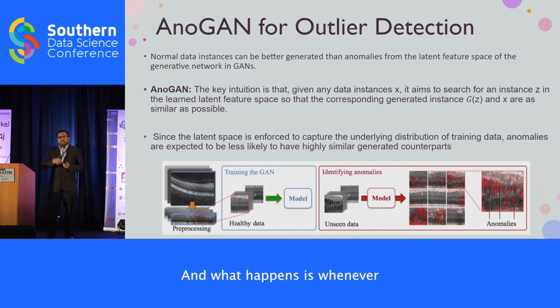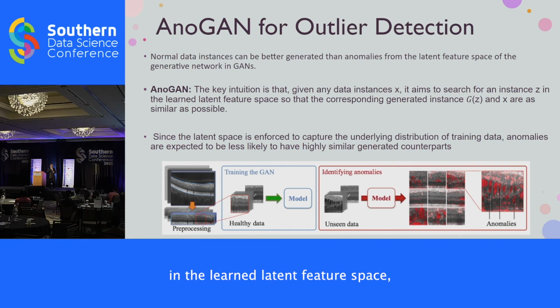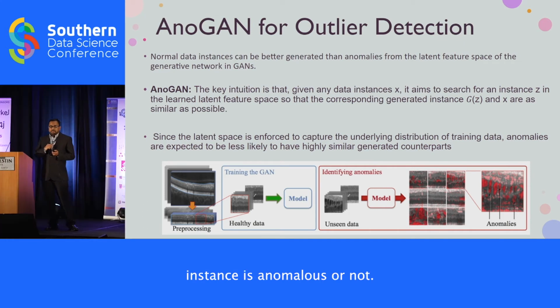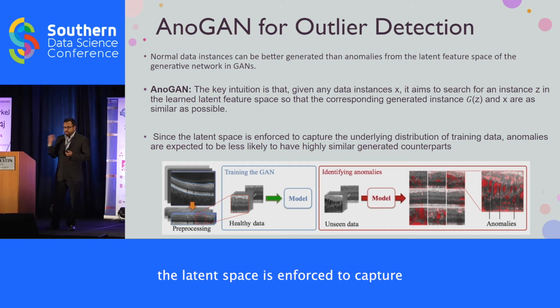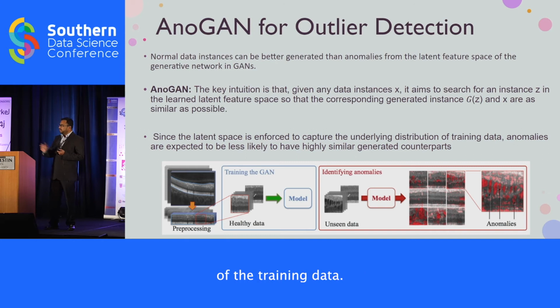Whenever you are given a data point X, you try to search for an instance Z in the learned latent feature space. Once you find that instance, you find the reconstruction error or residual error. Based on the residual error, you can decide whether that particular instance is anomalous or not. And again, as I said, the latent space is enforced to capture the underlying distribution of the training data, so that can help us in identifying whether a specific point is anomalous or not.